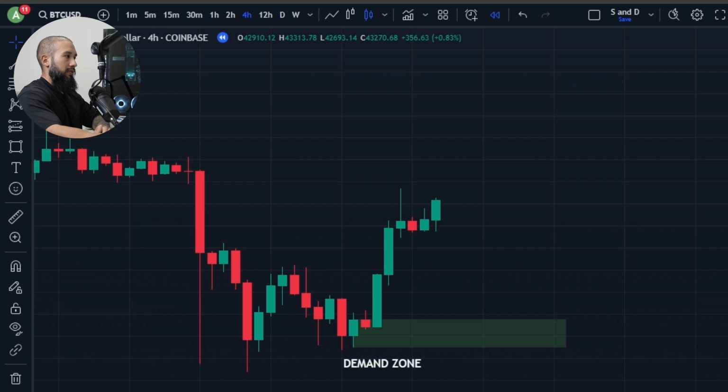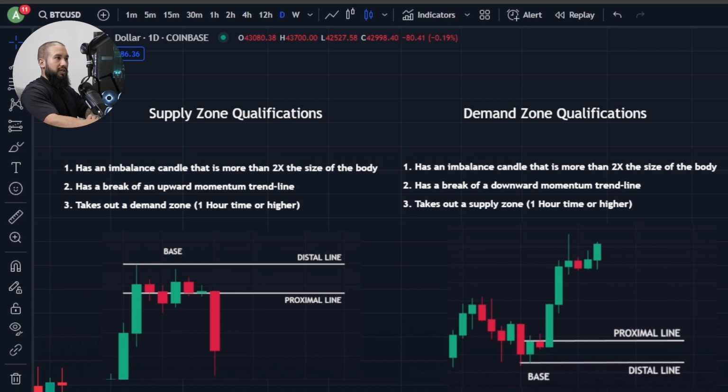All right, now I'm going to cover drawing supply and demand zones. First thing we need to do is find our zones and qualify them to be good tradable zones. In order for a zone to be considered a good tradable zone, it needs to meet a few qualifications. Now for our supply zone qualifications, we have 3 requirements. And we only need to meet 2 of these 3 qualifications in order to qualify the supply zone.